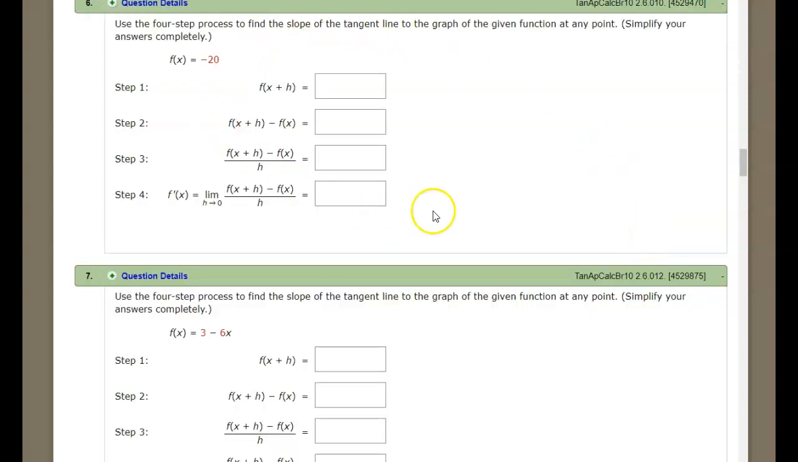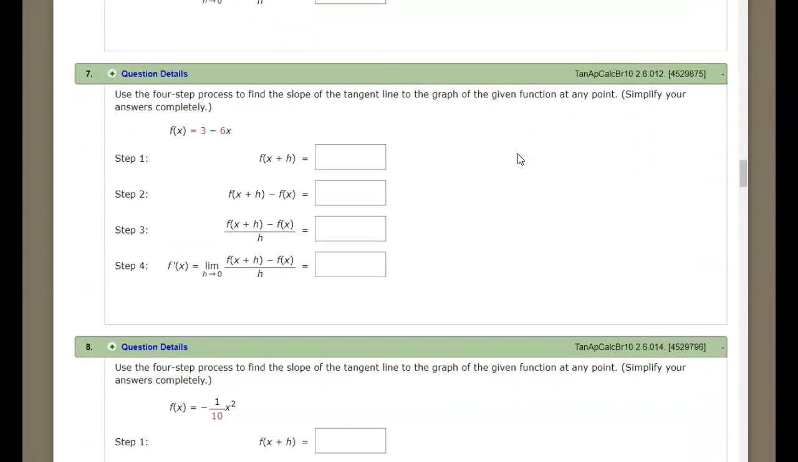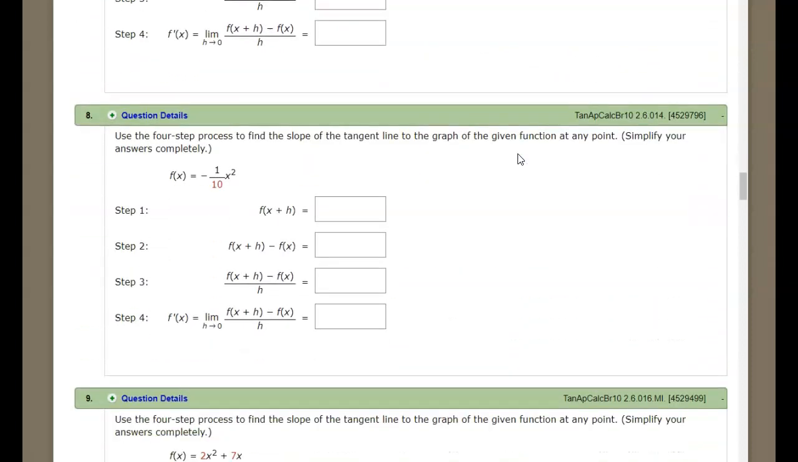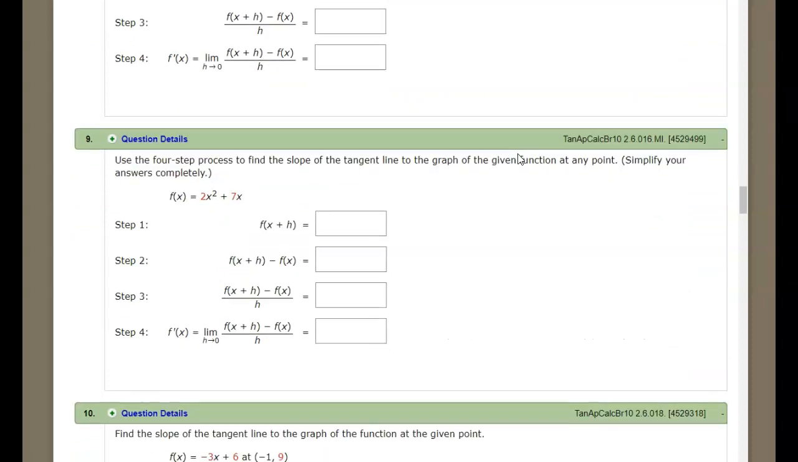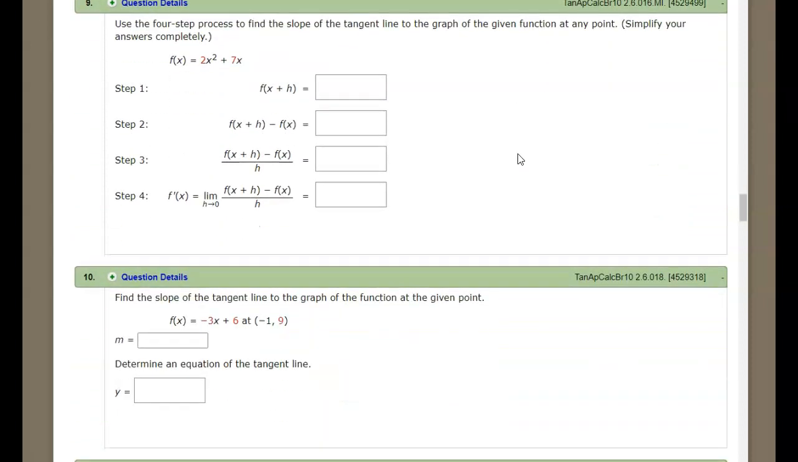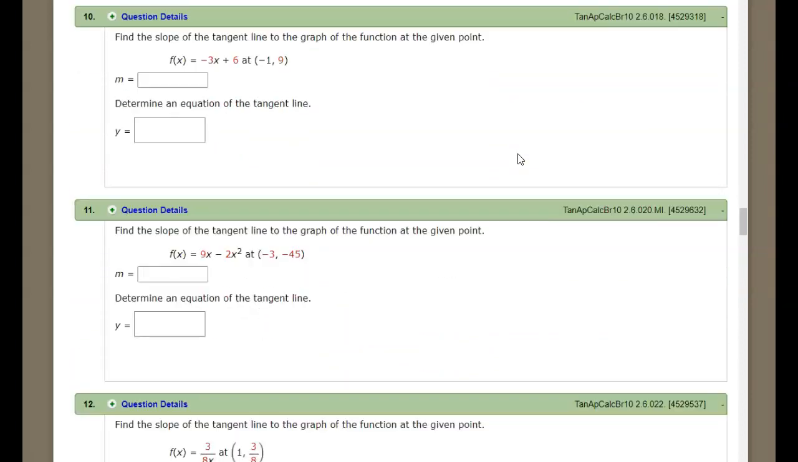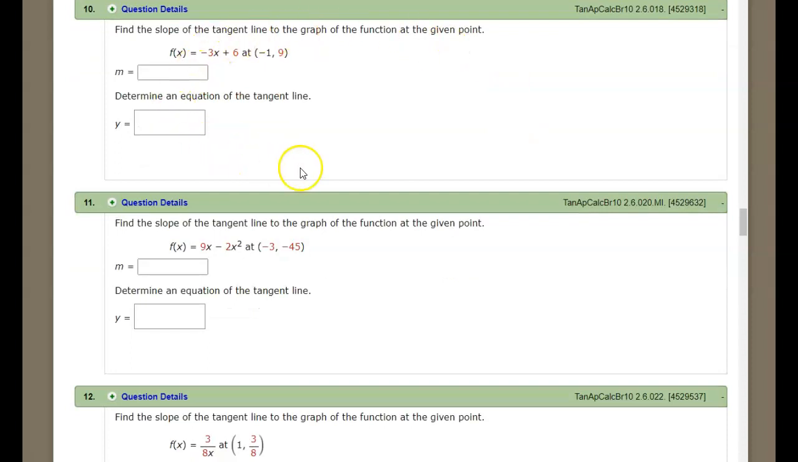So I just showed you an example of what you expect to see for number 6. 7 was a line. 8 was a parabola. 9 is also a parabola. For number 10, if I haven't asked you to do the limit definition of the derivative, then you will just be able to do this quickly in your calculator. So let's look at the calculator strokes here.